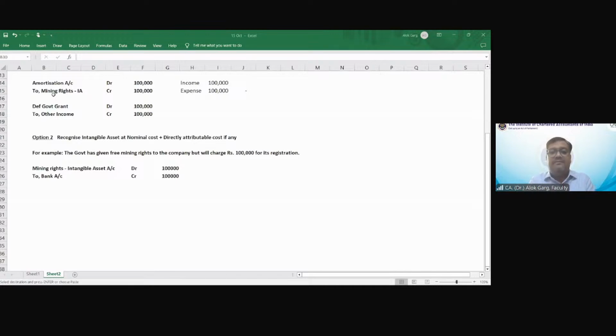Sir, what happens if there are no registration charges? Assume there are no registration charges. In that case, what is the accounting entry? Accounting entry will be mining right. Mining right will be debited at what value? Mining right debit 1 rupee to other income 1 rupee.